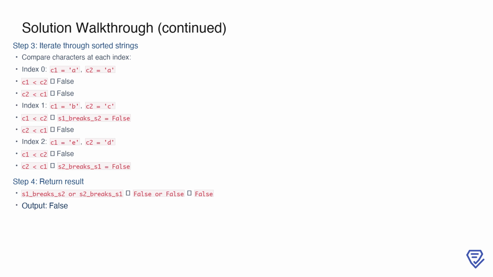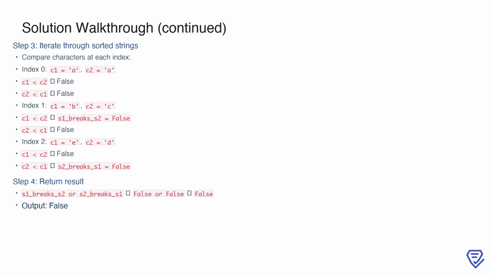At index 2, E from S1 is compared with D from S2. Here, E is greater than D, so S2_breaks_S1 is set to false. At this point, both flags have been set to false as neither string can consistently break the other. Evaluating the result, the condition S1_breaks_S2 or S2_breaks_S1 evaluates to false. Therefore, the function outputs false for this example.